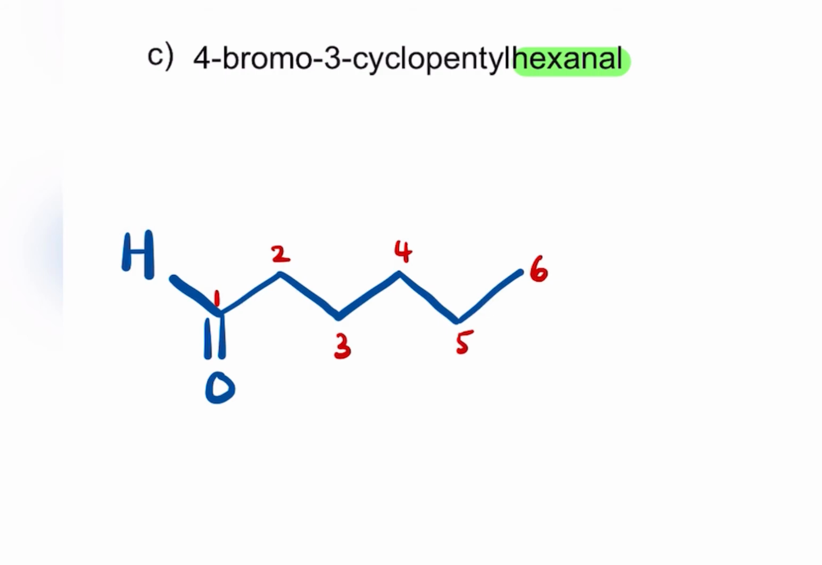Next, I have at the third carbon, cyclopentyl. So this is cyclic, but as a substituent. Pentyl means 5 carbon atoms, so I'm going to put the bond first at carbon number 3 and draw my cyclopentyl. So this is the structure. And last, at carbon number 4, I have 4-bromo. So put the bond first and after that attach Br. So this is the full drawing for structure C.